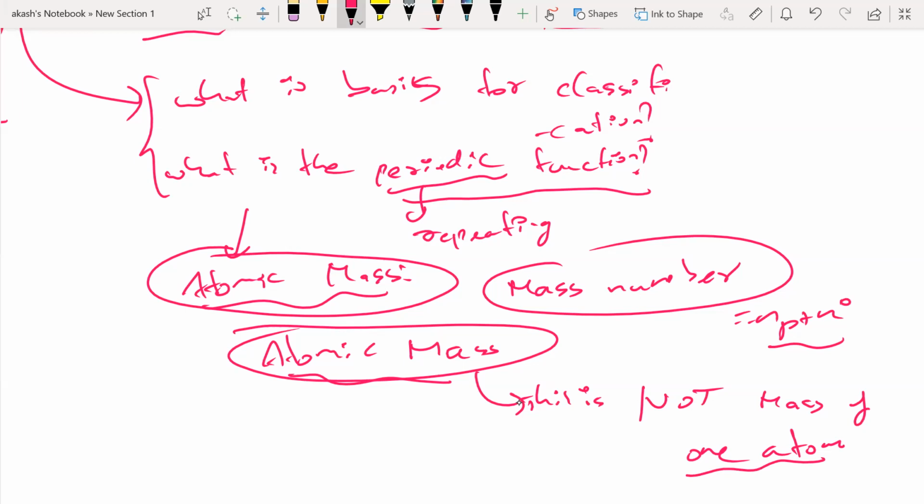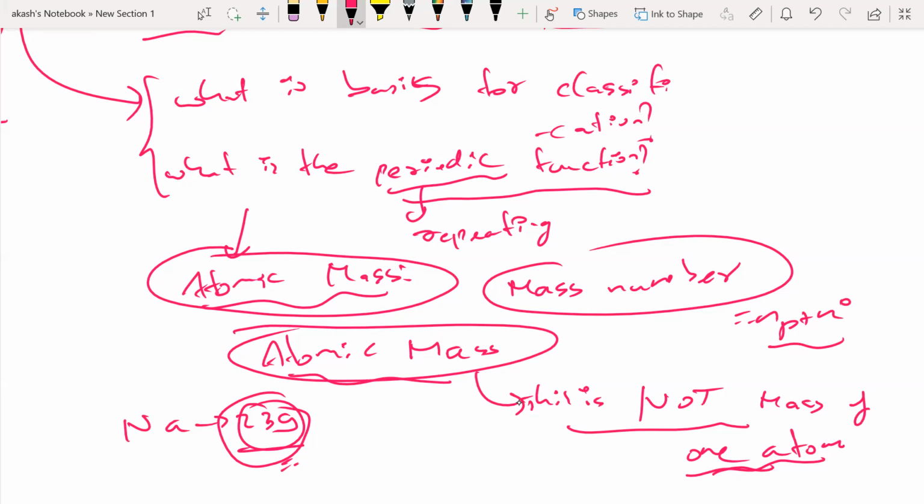For example, the atomic mass of sodium is 23 grams, right? If this were correct, it would mean it is the mass of one atom. That means one atom of sodium, a very small atom, is going to weigh 23 grams. No, that really doesn't make sense, because atoms are very small, at the subatomic level. How is it going to have 23 grams? So it is not.